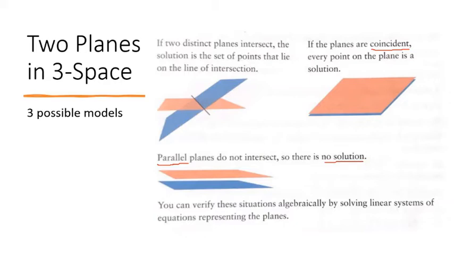And the third option: just like when two lines intersect, they create a point, here, when we have two planes intersecting, this might have been the hardest one to think about, the solution is the set of points on the line of intersection. So if two distinct planes intersect, the solution is going to be a set of points that lie on a line of intersection.